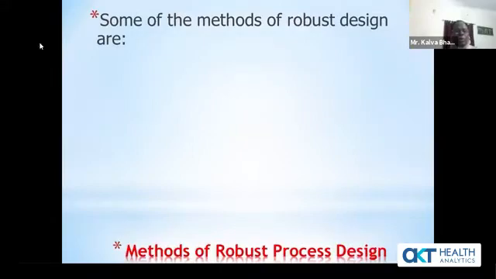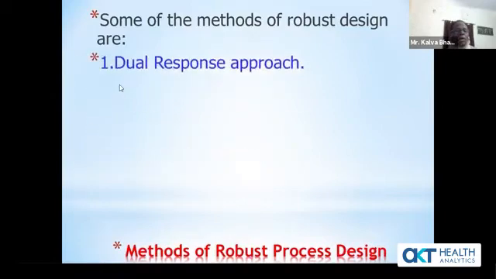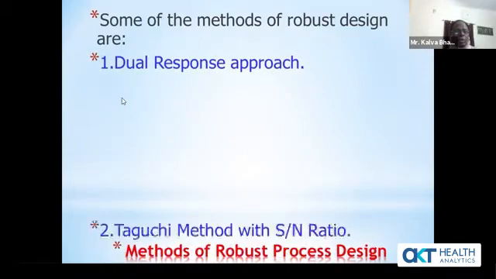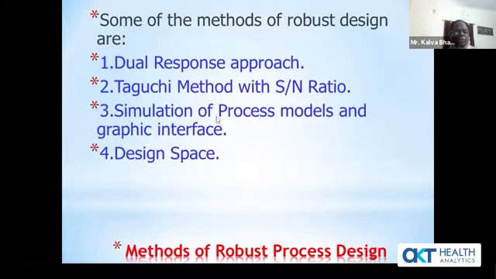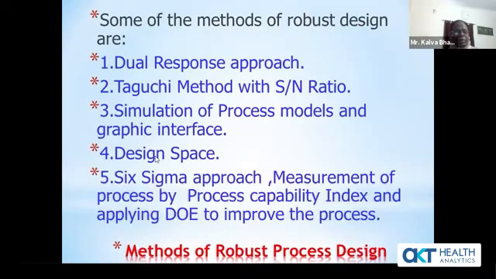Some of the methods of robust design are the dual response approach, the Taguchi method with S/N ratio, simulation of process models and graphic interface, design space, which is required by the regulators when you are submitting, the Six Sigma approach, measurement of process by process capability index, and applying DOE technique to improve the process.